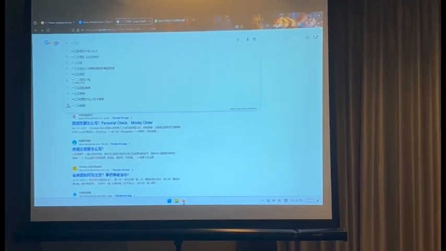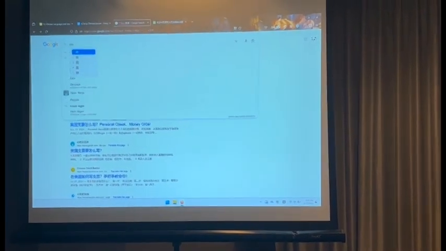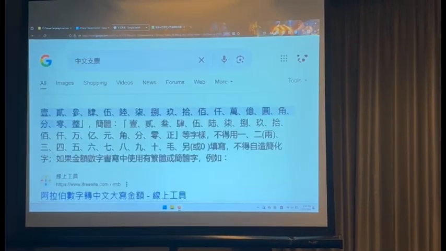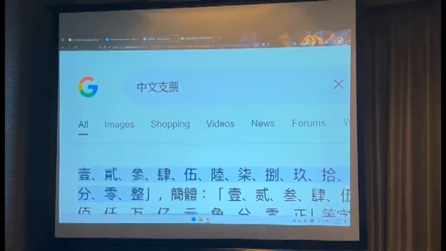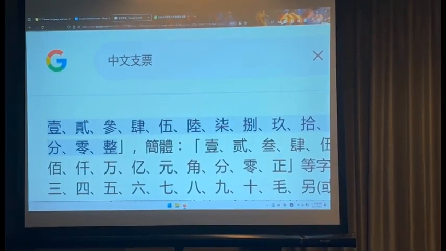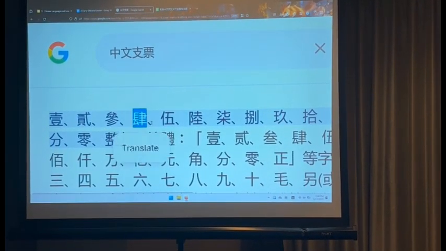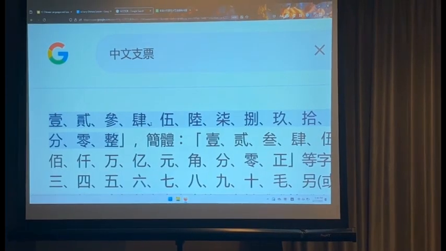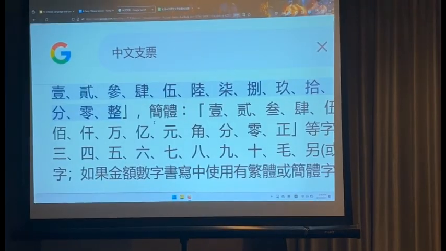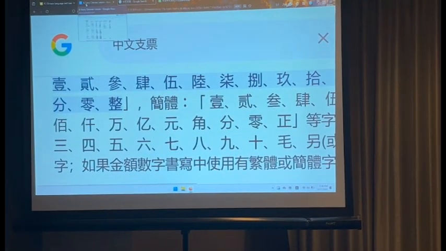写中文支票，怎么知道怎么搜吗？你就搜中文支票不就完了？ Okay, yeah, these. You can see they look extremely complicated. That's like 1, 2, 3, 4. So now you cannot just add one more stroke to the character and double your amount. That's one of the reasons that exists.